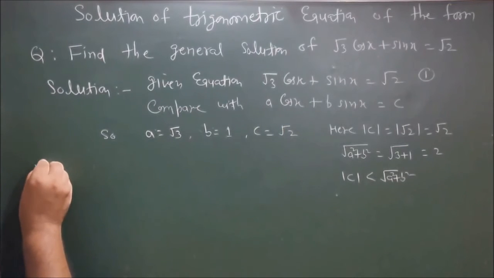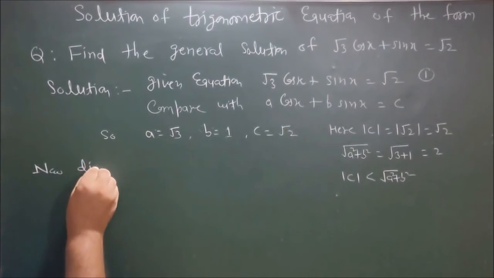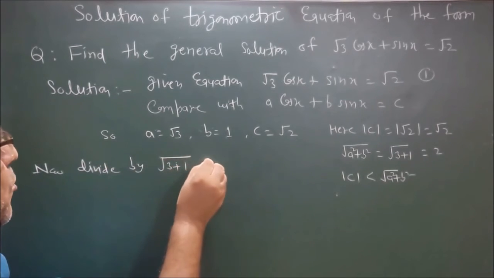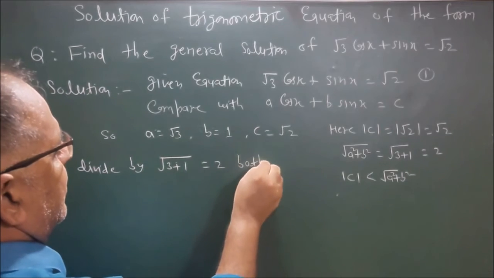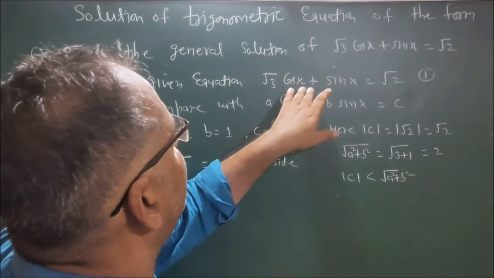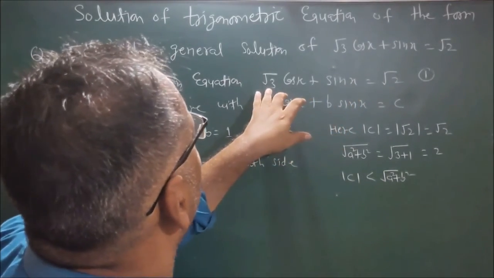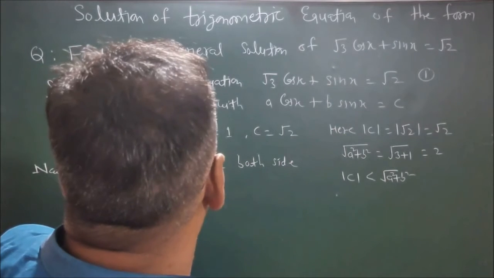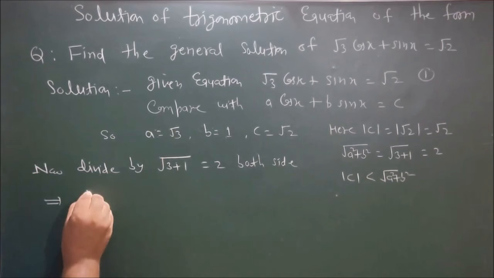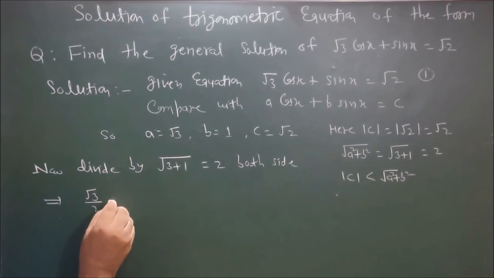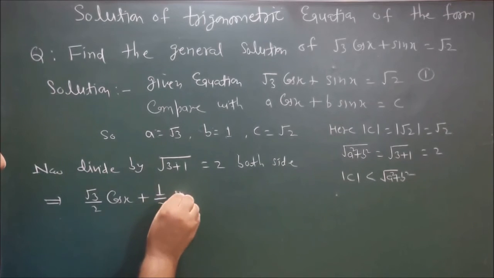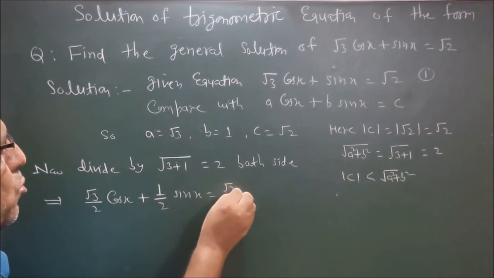Now divide by under root of 3 plus 1 on both sides. This is the process of solving. We start by dividing the whole equation, left hand side and right hand side, with the value of under root of a square plus b square. The value of a is root 3, value of b is 1. So divide by 2 on both sides. So now we have root 3 by 2 cos x plus 1 by 2 sin x equal to root 2 upon 2.